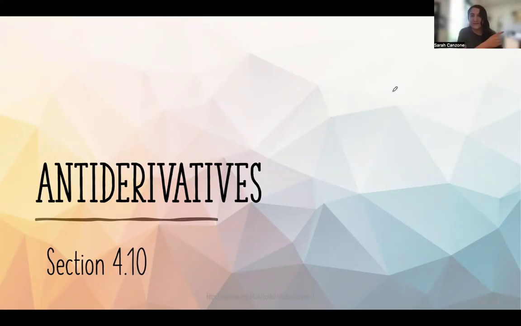Calc 1, sorry if you can see a little thing moving over there. That is my cat.